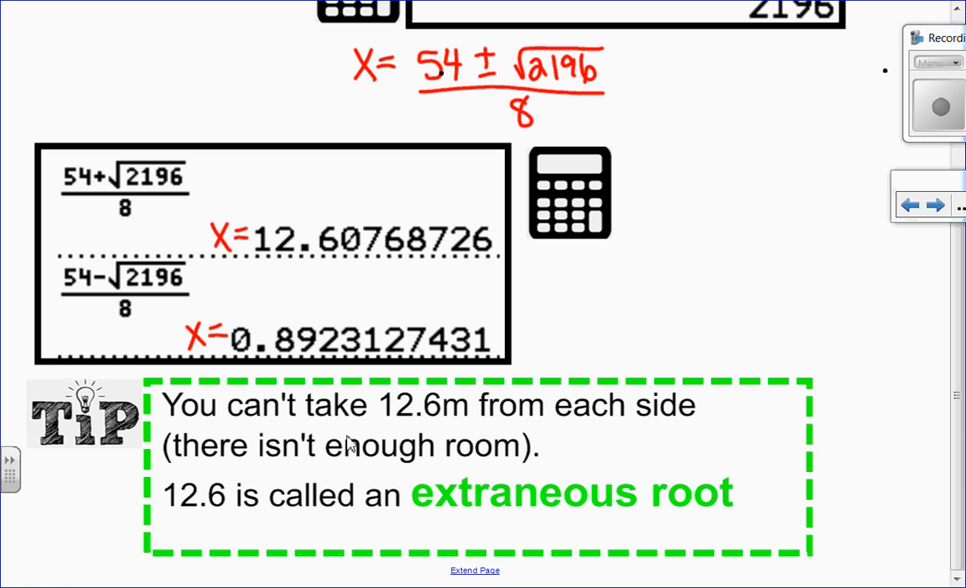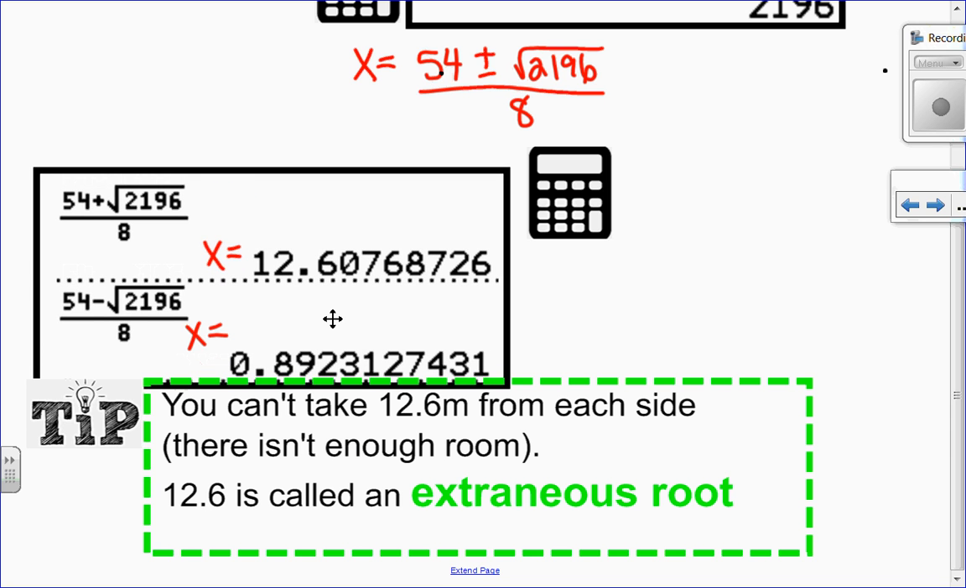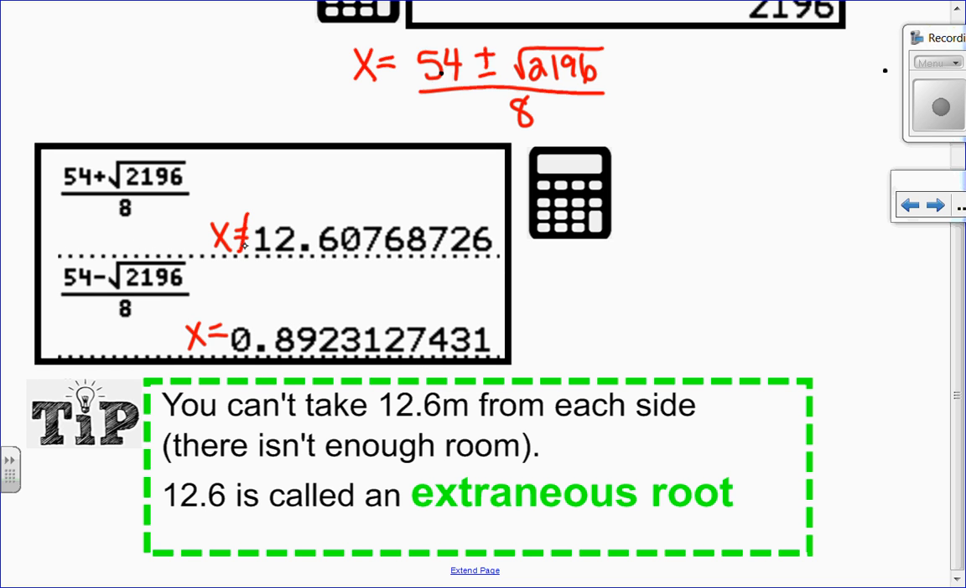So 12.6 is actually called an extraneous root, which means it's a root of the quadratic, but not a root or an answer to the problem. So what I'm going to do is show that by saying that x cannot equal 12.6. And that will tell me that the width of the mat, or the border, is approximately 0.9 meters. That makes sense. The other one does not.